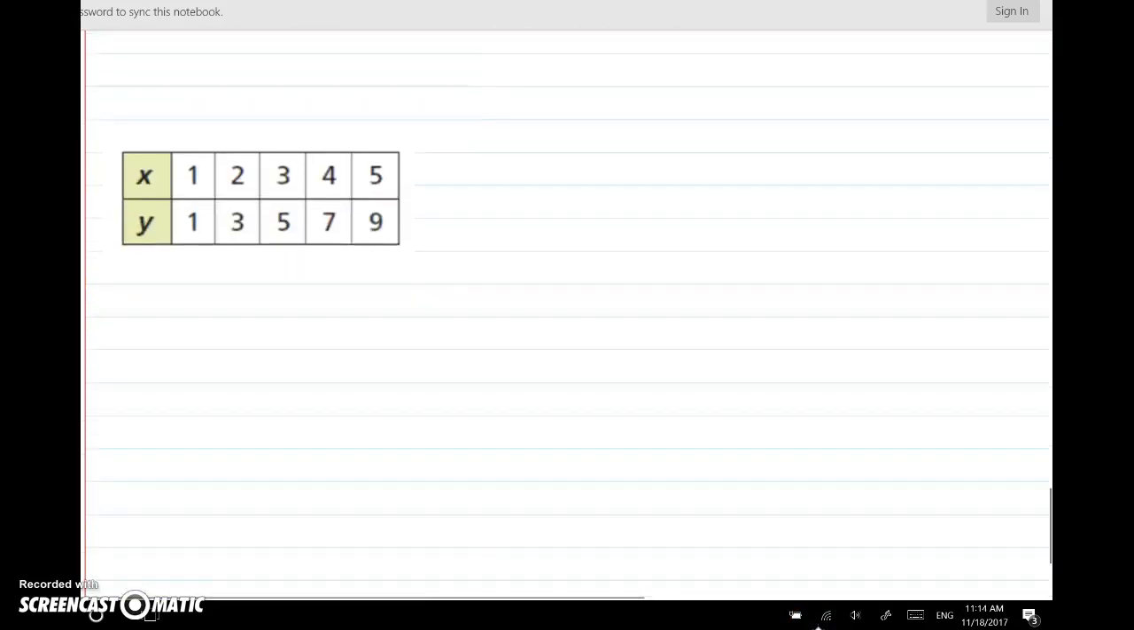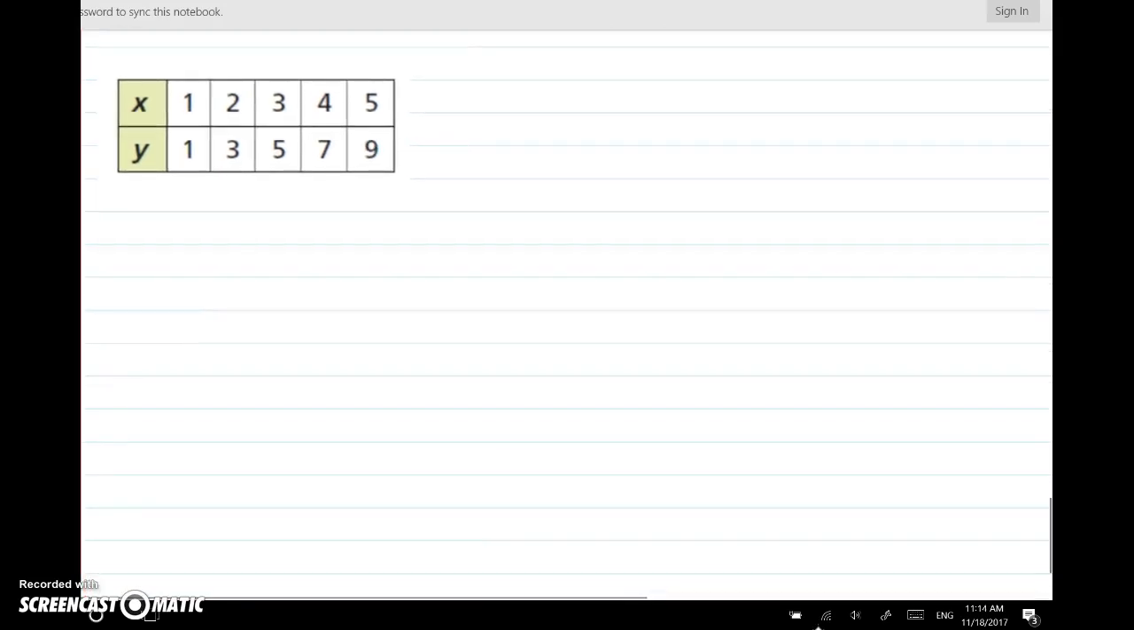Let's look at another problem. Okay, here. Start it. Put your answer in the box when it appears. And here my slope is going to be 2. My y-intercept is going to be -1. And my equation is y equals 2x plus 1.